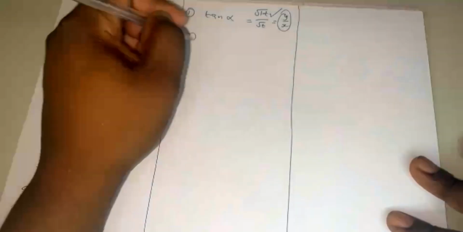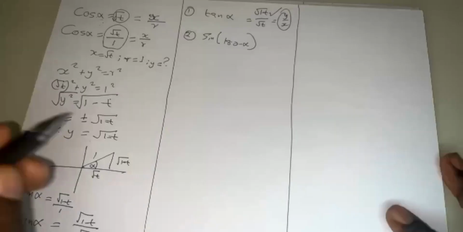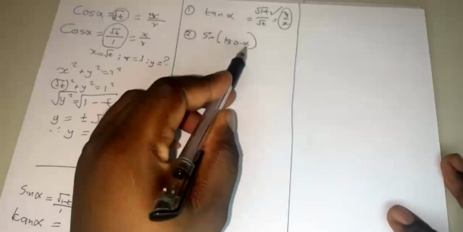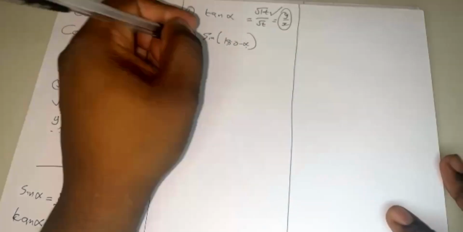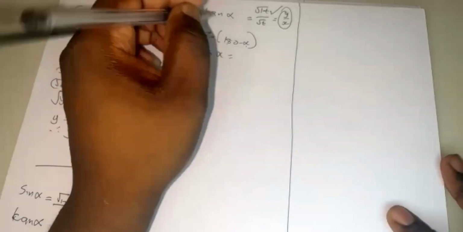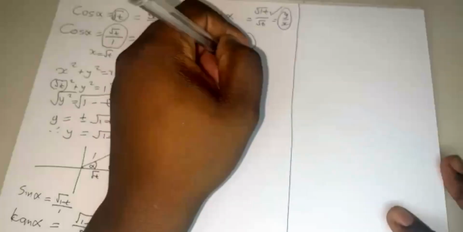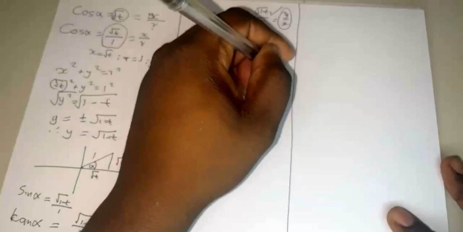The second one is going to be sine of 180 minus angle alpha. Okay, this one, 180 minus, is second quadrant. In the second quadrant sine is positive. Then we will have positive sine alpha, which is equal to y over r. Y is root of 1 minus t, r is 1. So we are done in this way. We don't want this one, we want this one.